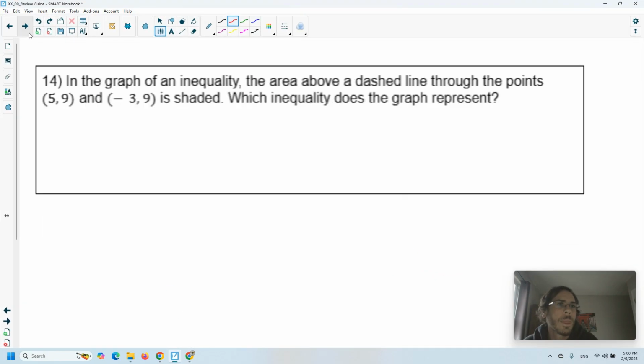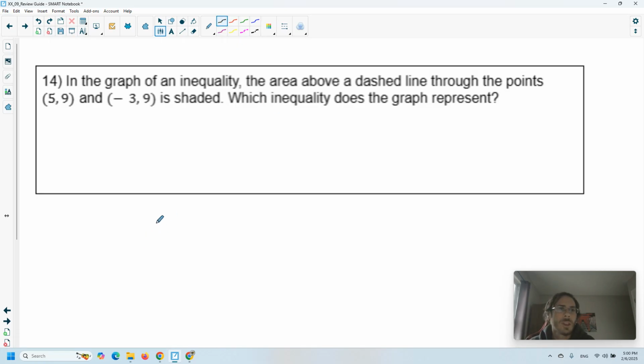All right. For 14, for the graph of the inequality, the area above a dashed line represents the points 5, 9, and negative 3, 9 are shaded. Which inequalities does this graph represent? So this one is where we've got to put our thinking caps on, because this one's a little bit tricky. So we know we've got 2 points.